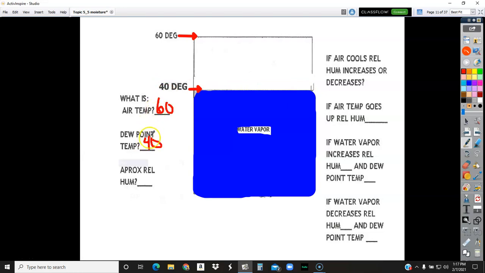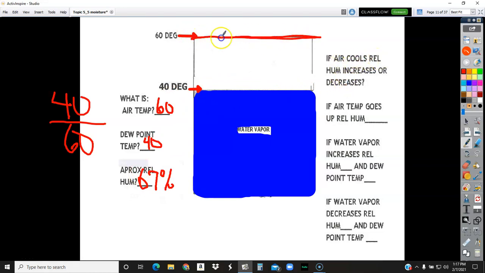So what is the relative humidity? So you compare the dew point to the air temp. So that's 40 over 60. Well, 40 over 60 is what? 2/3. So that would be 66, if we round it, 67% humidity. This box is 2/3 full. It's 67% relative humidity.